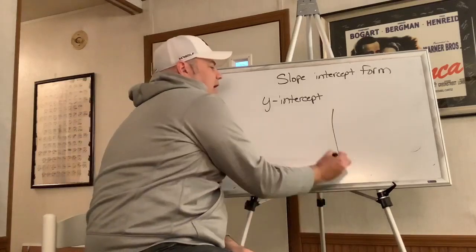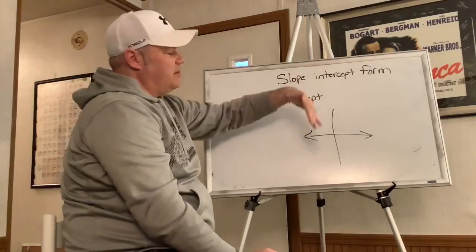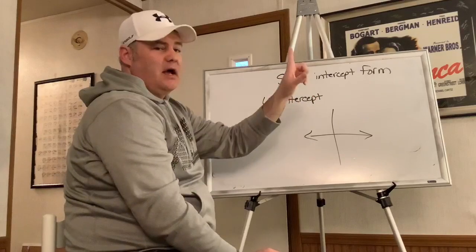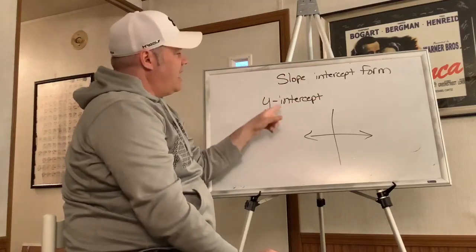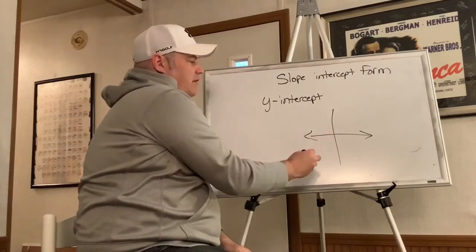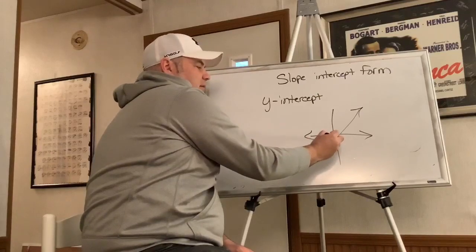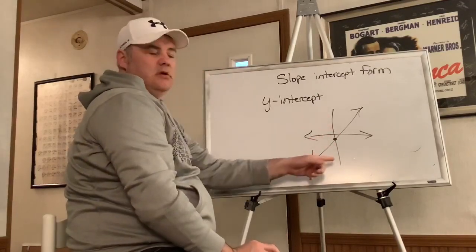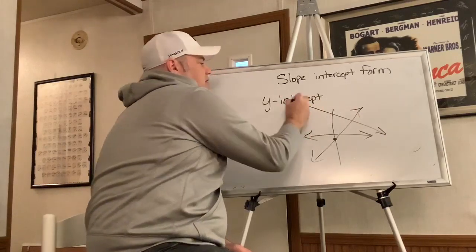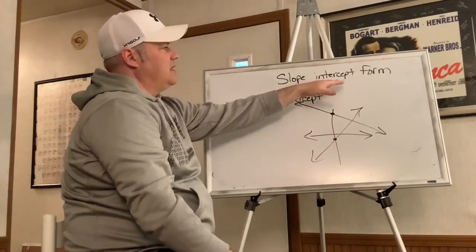So if I've got a graph, what this form is going to tell me is the slope of my line, whether it goes up or down. It's going to tell me I rise or run so much, rise so much. So it's going to give me those points. And then this y-intercept is also going to tell me where it crosses the y-axis. If I've got a slope going like this, it's going to tell me this slope, and where it crosses the y-axis. That's all this means here.